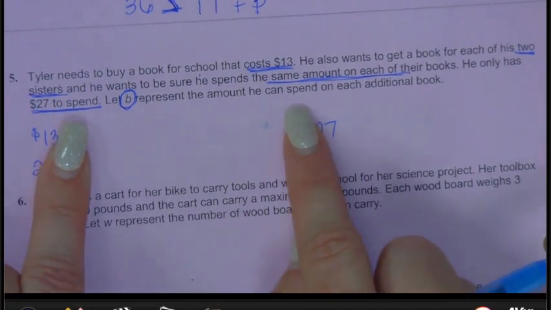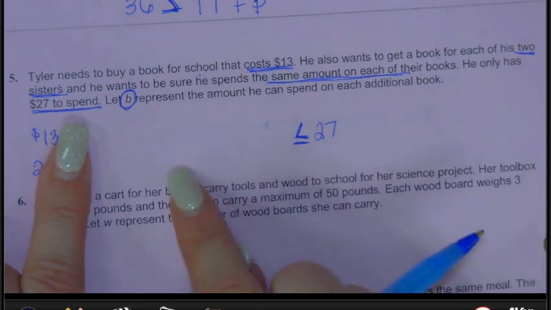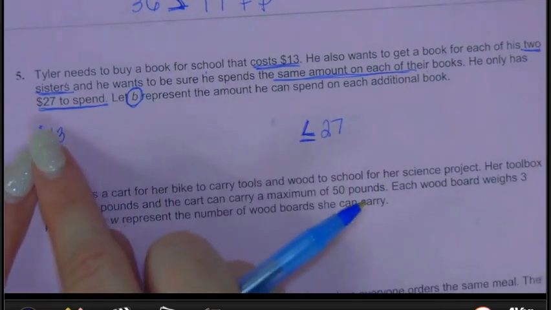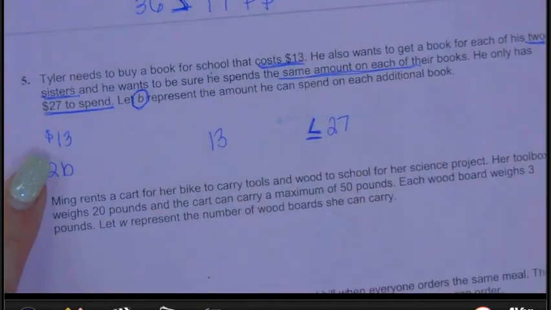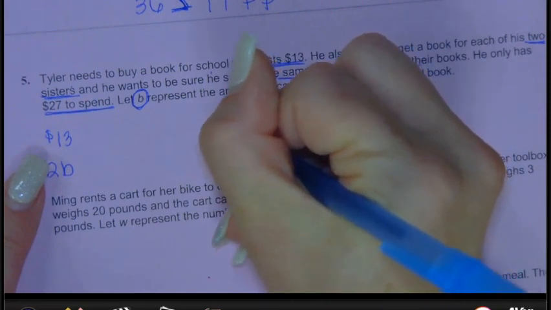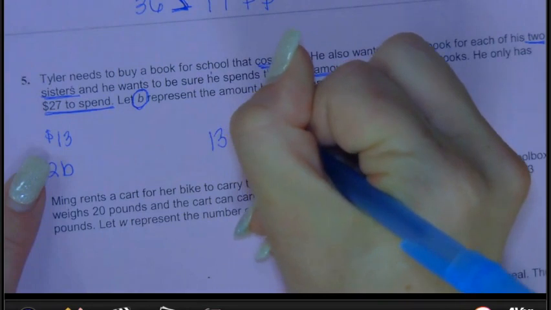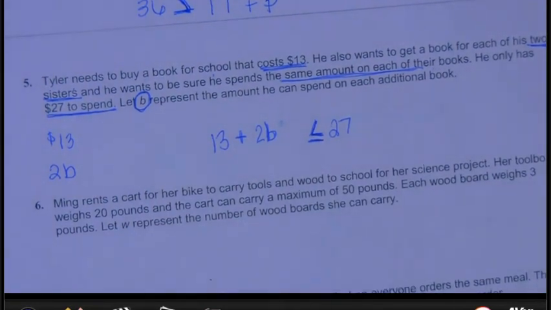So I need to have less than or equal to 27. It needs to be smaller than or equal to 27. So Tyler is buying a book for $13, and I have to add the price for 2 additional books for his sisters, 2B. And this is going to be less than or equal to 27.